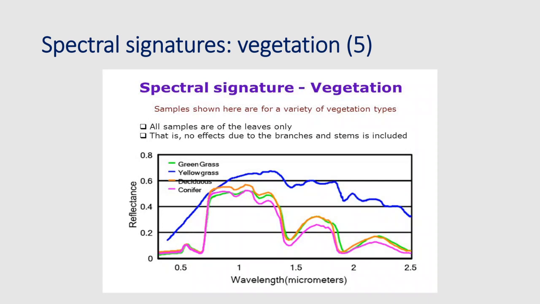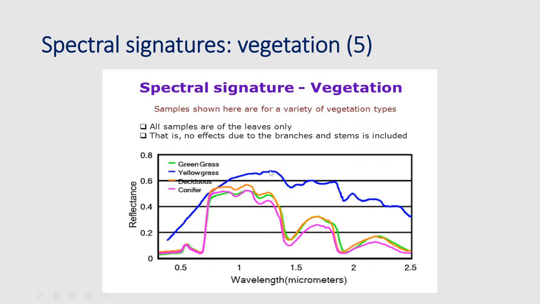All right. In these figures we can represent again from 0.4 to 2.5, so starting from the blue to the mid-infrared, and we have here the rho coefficient on the y. We are representing different kinds of vegetation. While these purple, green, and maroon spectral signatures, representing conifer, deciduous, and green grass, are very similar, especially here in the visible.